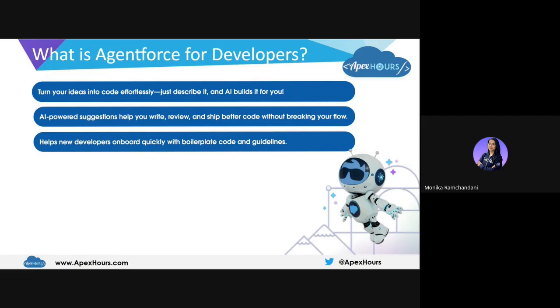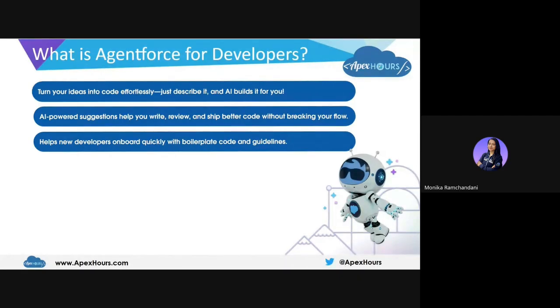Agentforce can also generate boilerplate code for common patterns like triggers, test classes, and batch jobs. It can also explain complex code in simple terms, perfect when revisiting old logic or reviewing others' work. And with that, it suggests improvements and follows Salesforce best practices to keep your code clean and compliant.